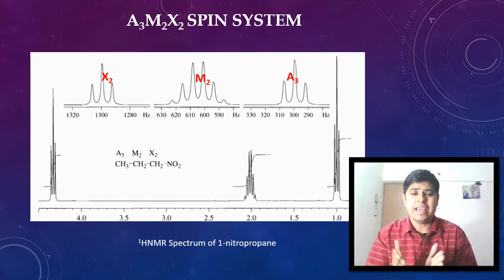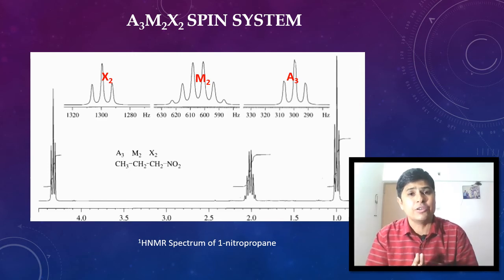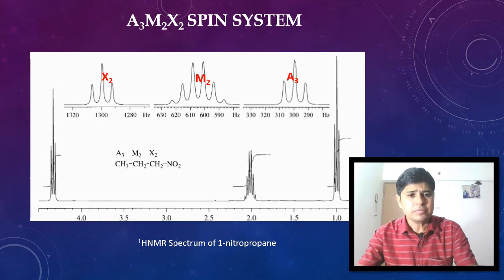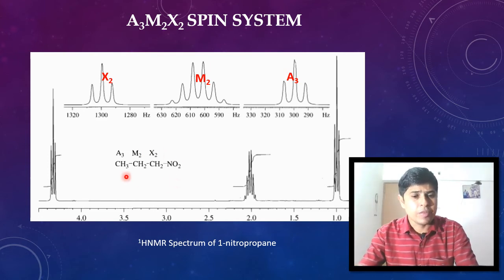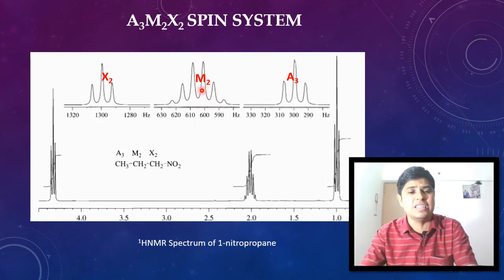Now let's see another example: 1-nitropropane, the 1H NMR spectrum of 1-nitropropane. If we see this 1-nitropropane, this CH3 should give a triplet, this CH2 should give a sextet, and this CH2 should again give a triplet. This is the most deshielded group of protons, so it will be designated as the X2 protons. This CH2 will be in between, so it is coming here, and that will be the M2 group of protons, and this CH3 is what?